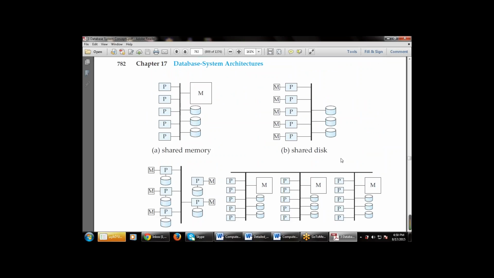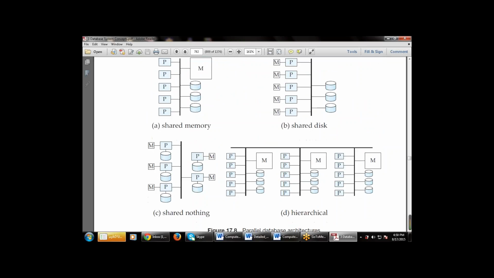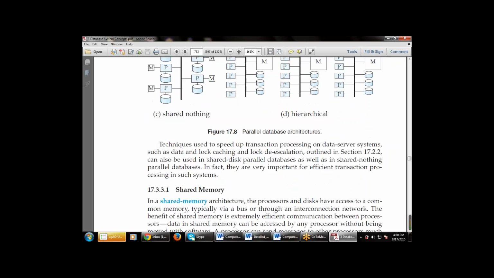These are the four types: shared memory, shared disk, shared nothing, and hierarchical. Techniques used to speed up transaction processing on data server systems, such as data and log caching and log disk acceleration, can be used in shared disk parallel databases as well as in shared nothing parallel database systems. So it is available in multiple database systems.